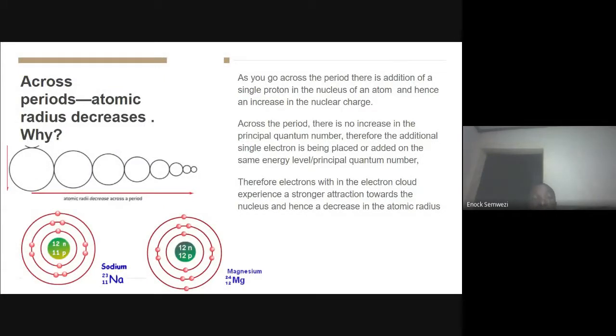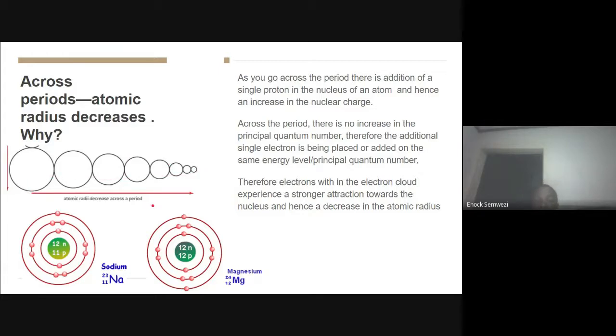Our key point today is to know the trend across the period and also down the group. Across the period, atomic radius decreases. I guess you can see this, it is decreasing. Why?